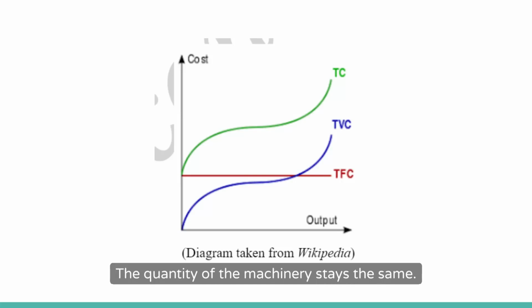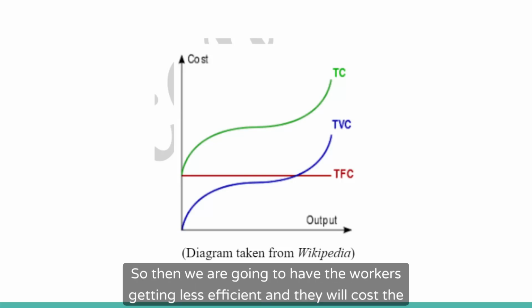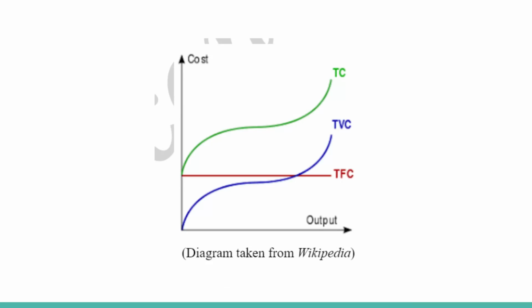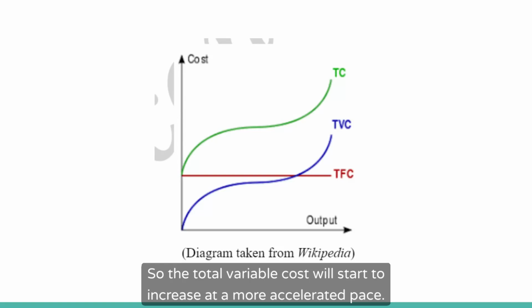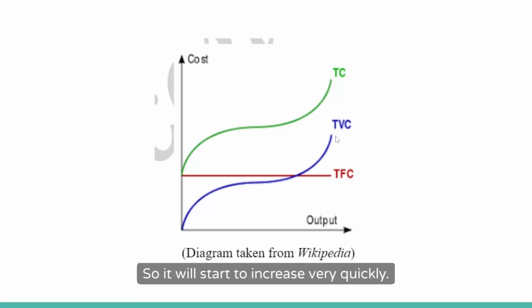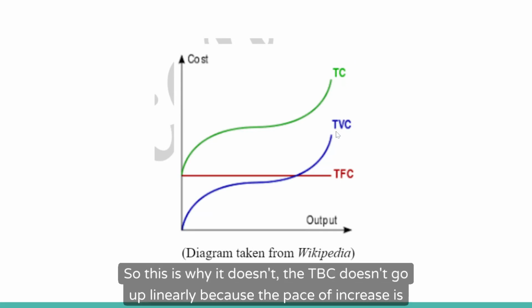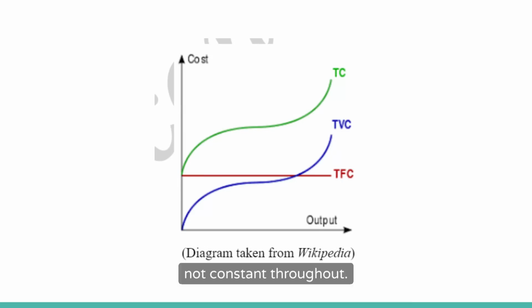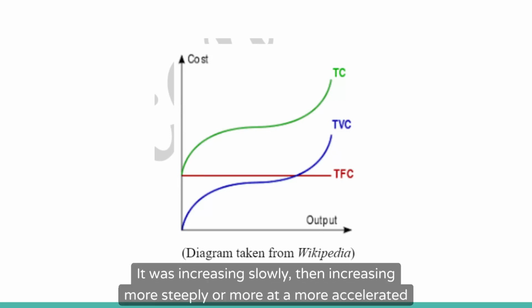The quantity of the machinery stays the same. So we are going to have the workers getting less efficient, and it will cost the firms more, right? So the total variable cost will start to increase at a more accelerated pace. So it will start to increase very quickly. Okay, so this is why the TVC doesn't go up linearly, because the pace of increase is not constant throughout, right? It was increasing slowly, then increasing more steeply, or at a more accelerated pace later on.